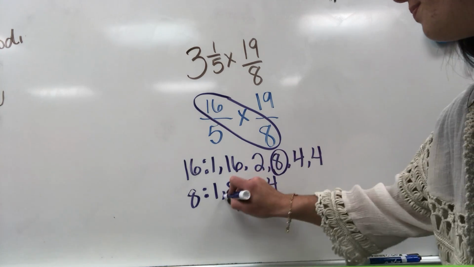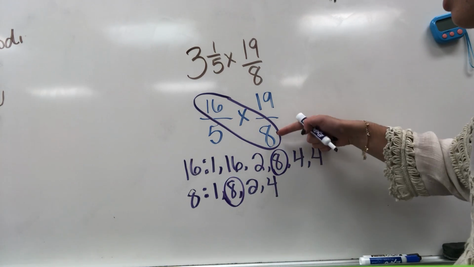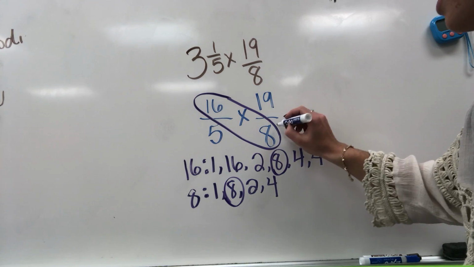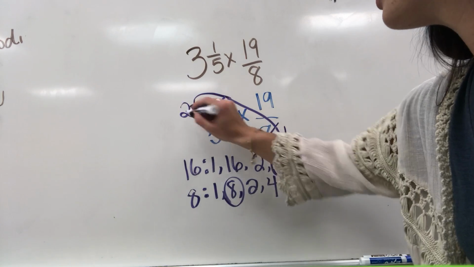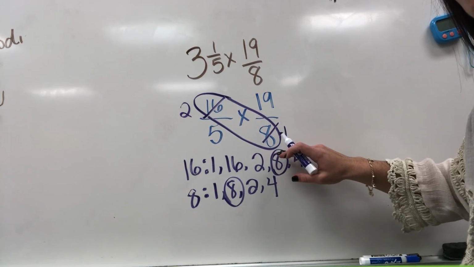So now that I have found that, my greatest common factor between 16 and 8 is going to be 8. So I'm going to take my greatest common factor and divide it by these numbers. So 8 divided by 8 is 1. 16 divided by 8 is 2. So I've just already simplified those numbers.